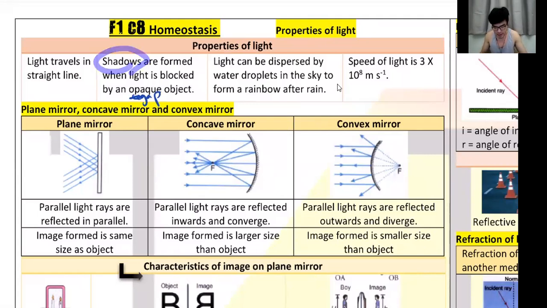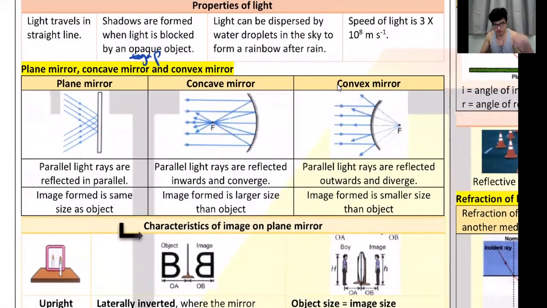Bayang. And then light can be dispersed by water droplets in the sky to form a rainbow. We shall talk about that later. Disperse is when you split light into 7 colors. And then the speed of light is 3 times 10 power of 8. You don't really need to know this. I've never seen this come out in exam before.